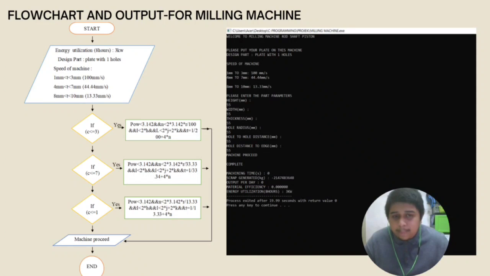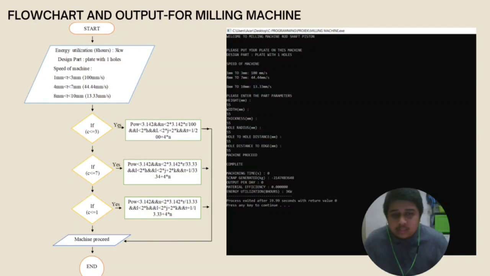And if no, we proceed to the next, which is if C is less than or equal to 1. If yes, then less than 3.142 times 1/1 3.33 plus 4 times 6. But if no, then we proceed to the final, which is machine proceeds. And after finishing at the yes segment, it also proceeds to machine proceeds and until the end.